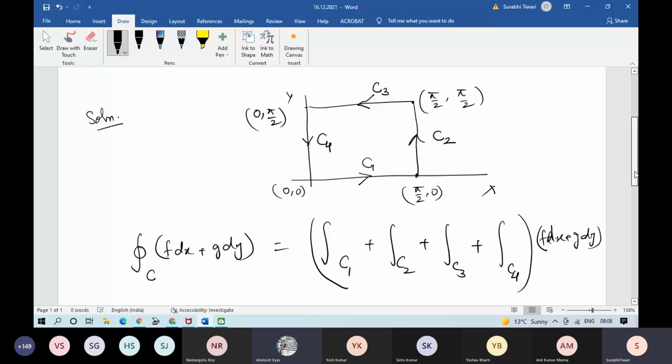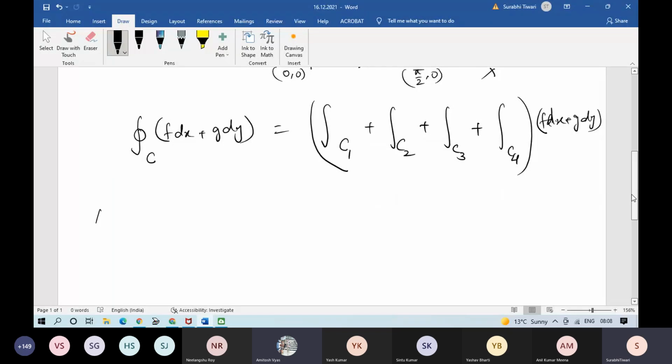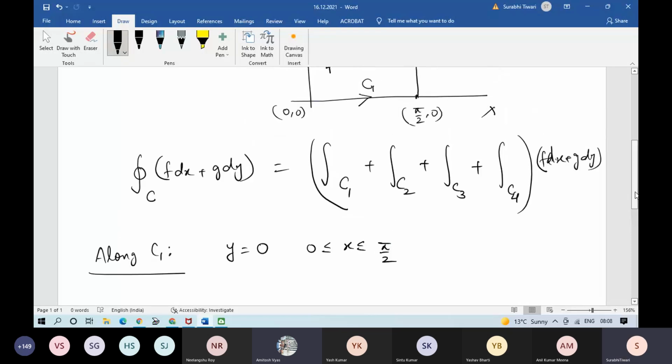Okay, so now along C1, first of all, first integral along C1. Now, what is the equation of the line along C1? This is x-axis, so this is y is equal to 0. And x varies from 0 to pi by 2. Okay, this is C1. From 0 to pi by 2, x varies.